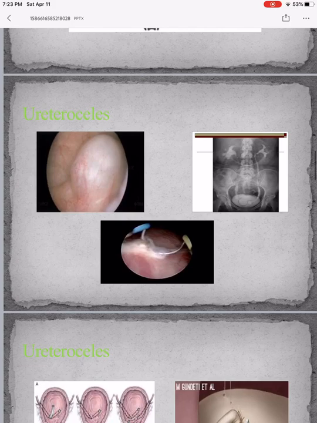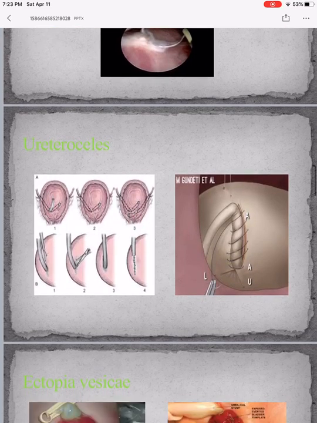The management of ureterocele differs. It could be just puncturing of the ureterocele, incision of the ureterocele, or a transurethral resection of the roof of the ureterocele, like this picture and below. Or sometimes we need to excise or transect the ureter and reimplant it, just like this picture on the right side.